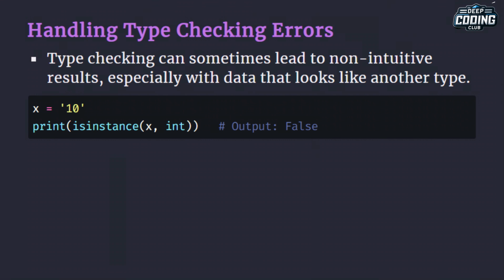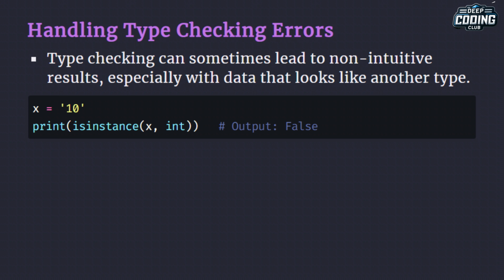Now this is the last topic in today's episode, that is handling type checking errors. It is important to note that type checking can sometimes lead to unexpected results. So it is always best to first check the type of the variable, and if it matches your expectation, then it is good to go further.